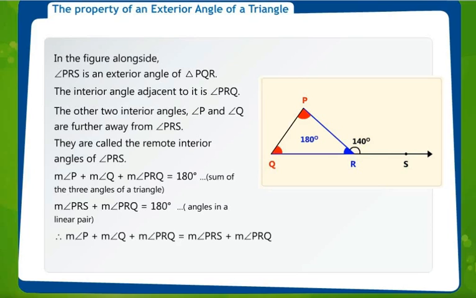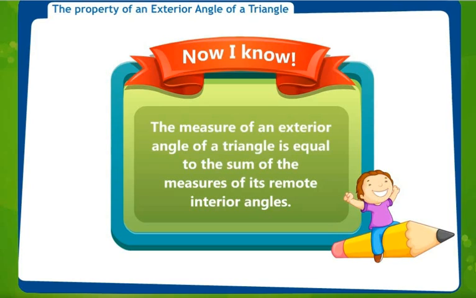Now since 180 is equal on the left hand side and the right hand side, measure of angle P plus measure of angle Q plus measure of angle PRQ is equal to measure of angle PRS plus measure of angle PRQ. Now if we remove PRQ from both the sides, we will get measure of angle P plus measure of angle Q is equal to measure of angle PRS. Now PRS is equal to 140 and PRS is the exterior angle.